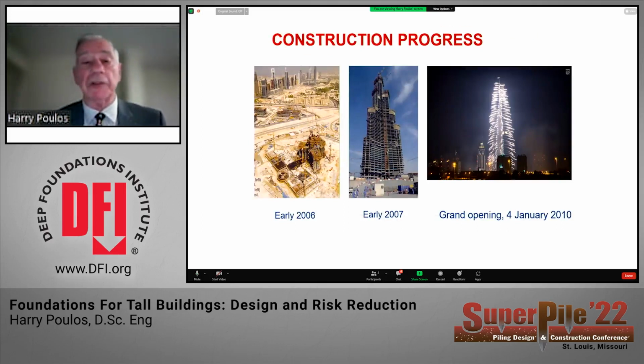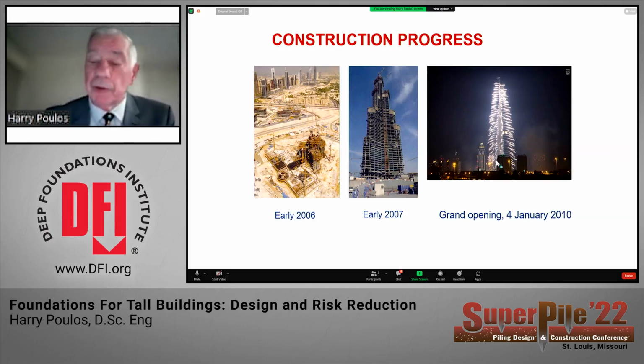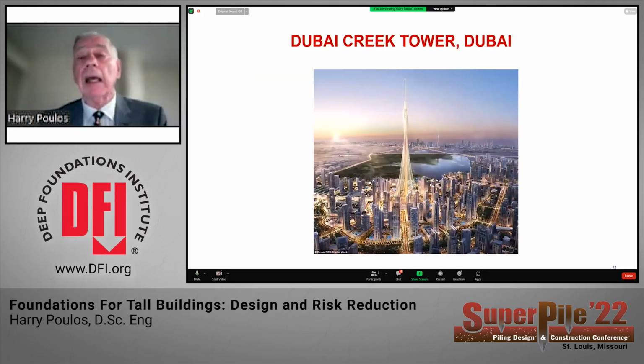And here are pictures of the construction process, early 2006, 2007, and the grand opening on the 4th of January 2010, when the height of the tower was revealed as 828 metres, and the name of the tower was changed from the Burj Dubai to the Burj Khalifa, I think to honour the Sheikh of Abu Dhabi, who helped finance this through the difficult financial periods 2008 to 2010.